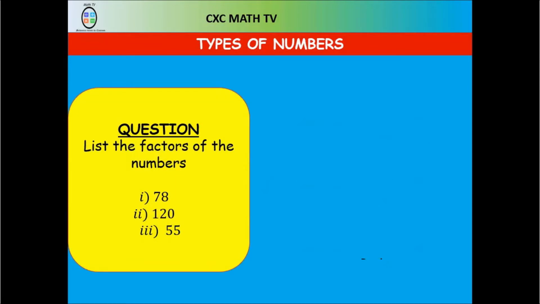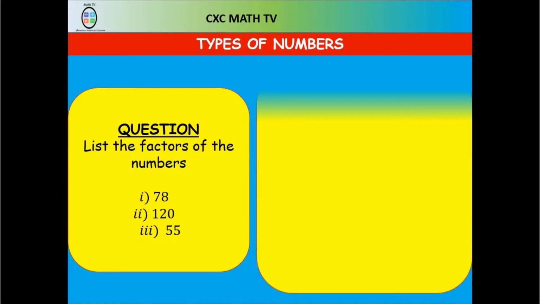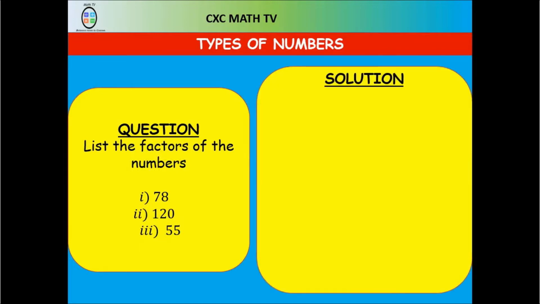Alright, so now here are some questions to try. We'll do the first one together and then you do number 2 and number 3 on your own. So the first one, it says list the factors of the number 78. So let's do the first one. So the first thing is 78. I know that 78 is what?